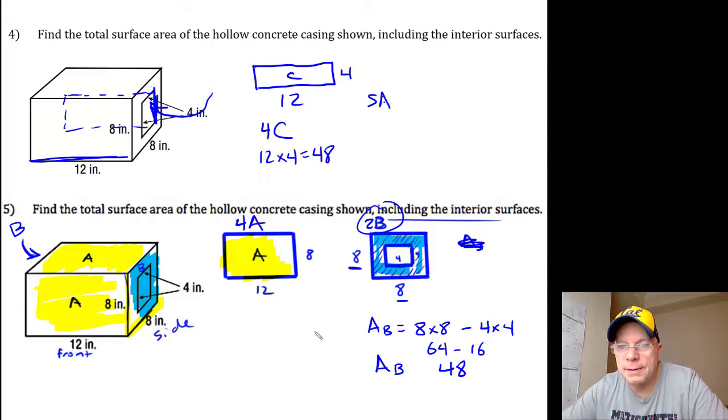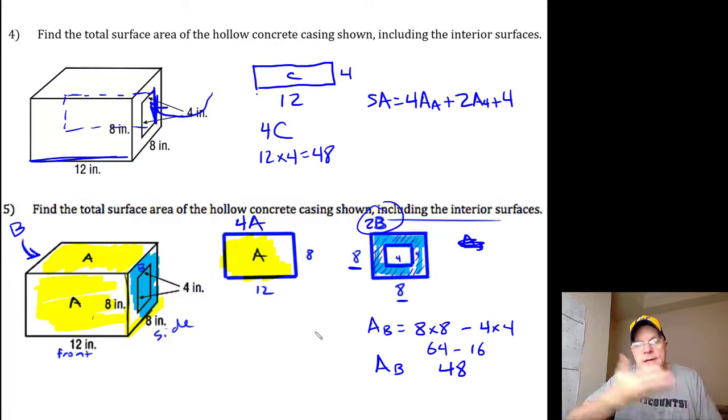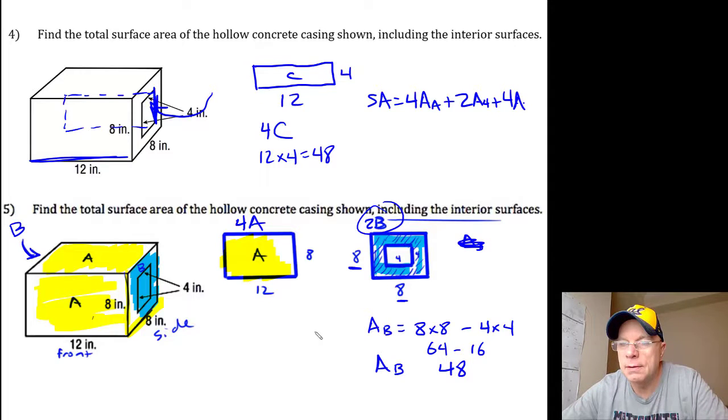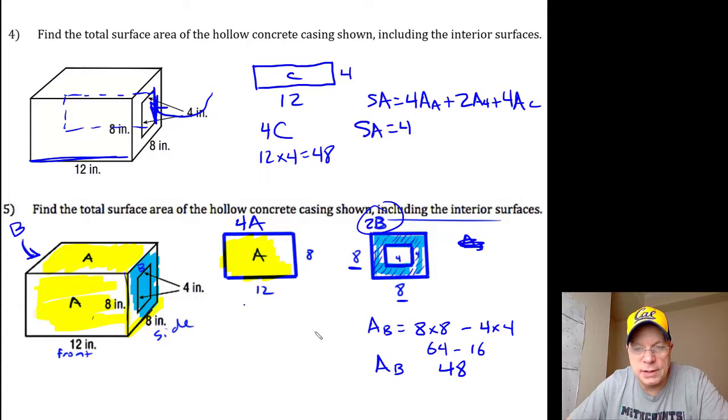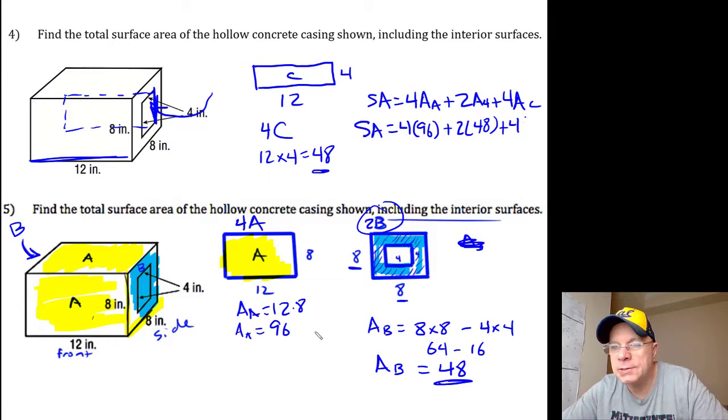So your surface area equals these 4 that I've highlighted yellow, 4 area A's, plus 2 of these that I've highlighted light blue, 2 area B's, plus 4 of these interior rectangular surfaces that I've labeled C. So your surface area equals 4, we never did do the area of A. It's 12 by 8, so 96. 4 96s plus 2 48s plus 4 48s.